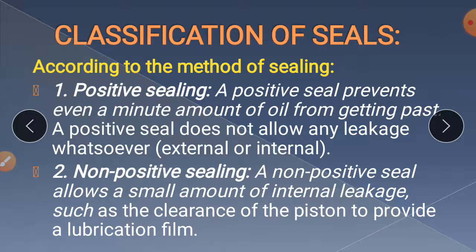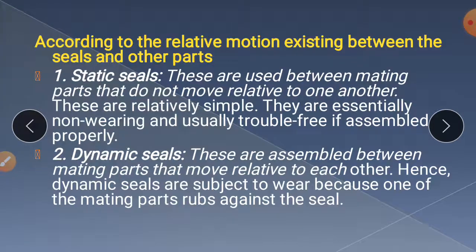Non-positive seals will allow some amount of liquid to leak for lubrication purposes. A non-positive seal allows a small amount of internal leakage, such as in the clearance of the piston, to provide the lubrication film. So it is for the lubrication purpose.